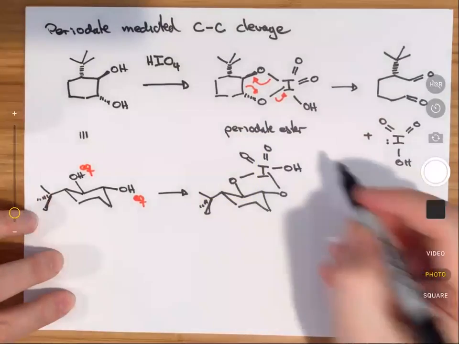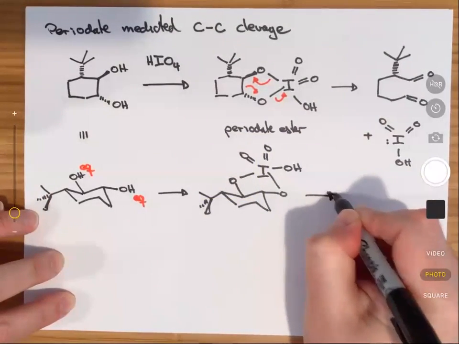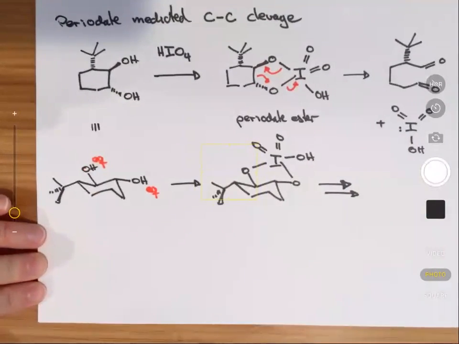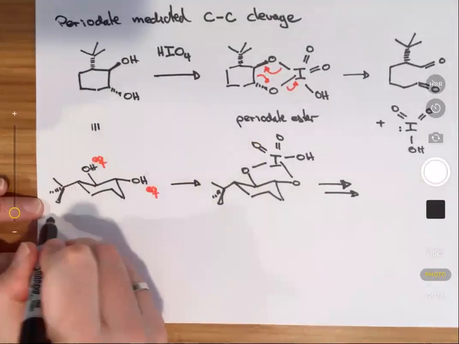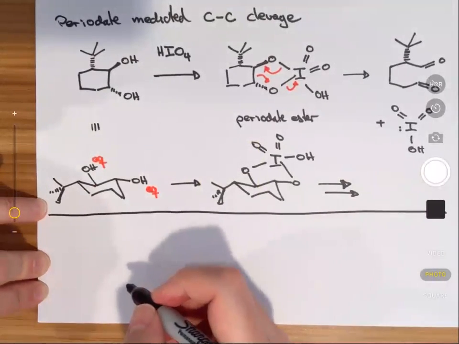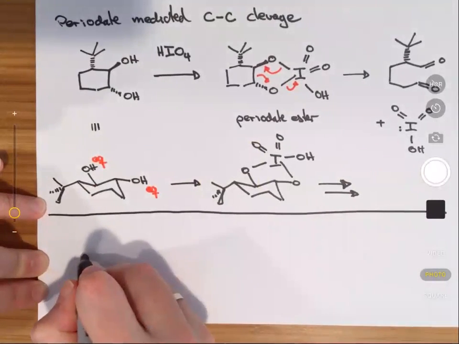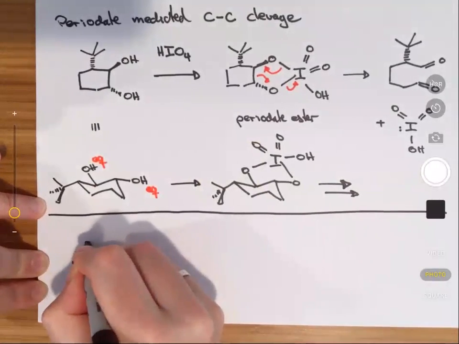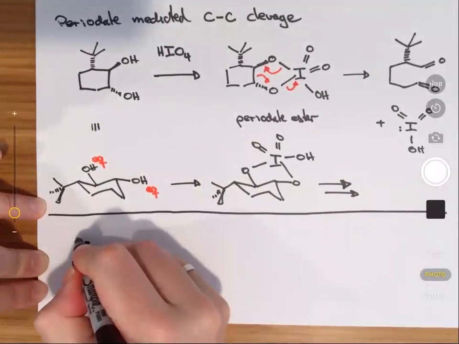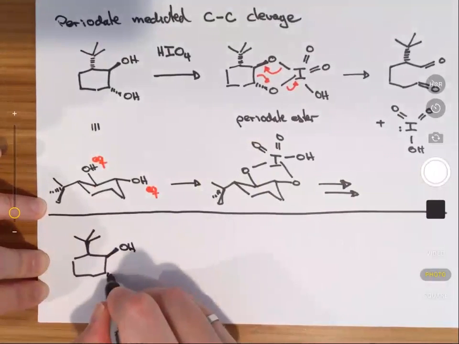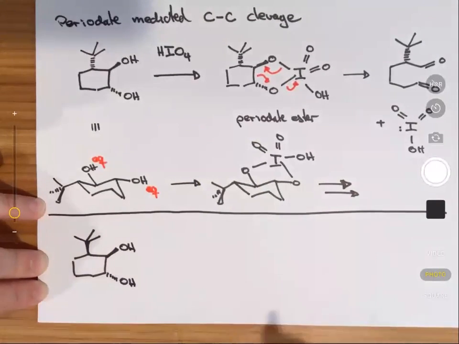And from there on, basically, we follow the same mechanism as we have seen before. However, if we just took a similar substrate like this one, and we just changed the stereochemistry a little bit, so let's say we pick this 6-membered ring, and we just invert the stereochemistry at this T-butyl group here, and leave everything else the same. This now does not react with the periodate anymore.